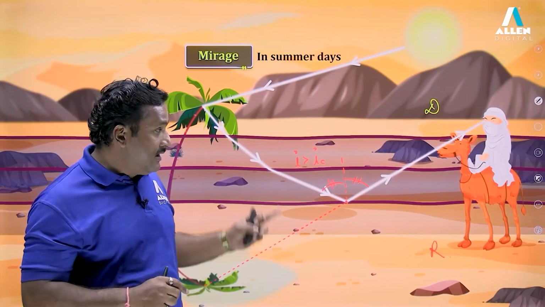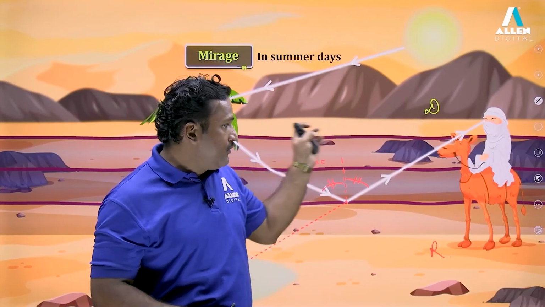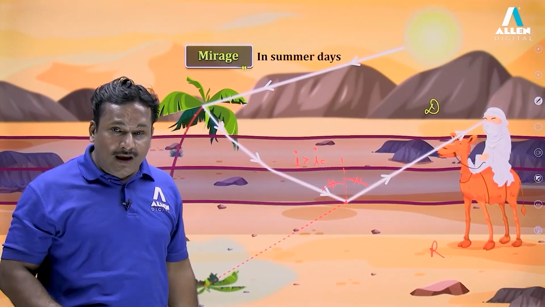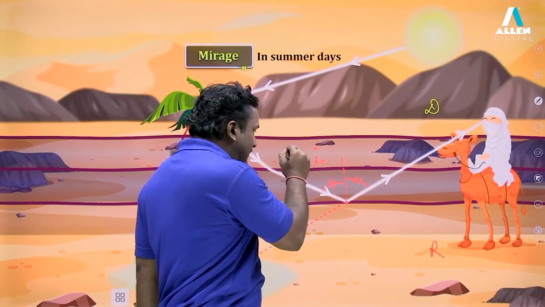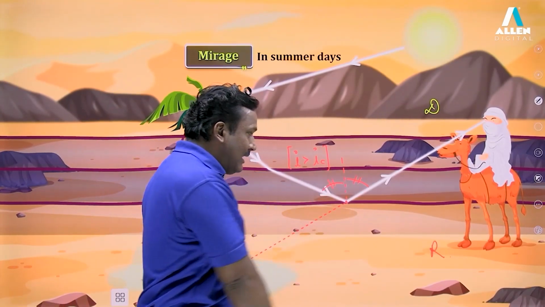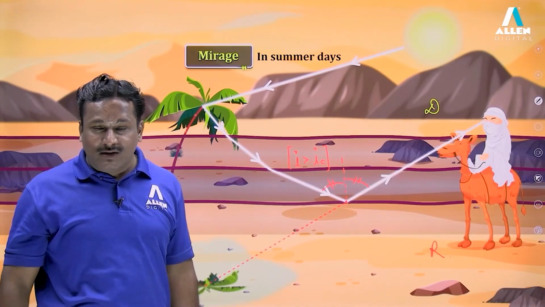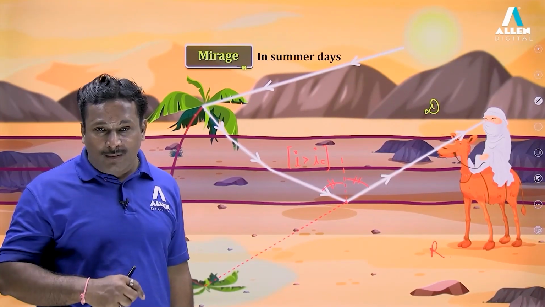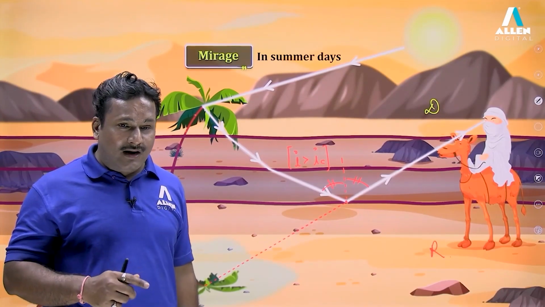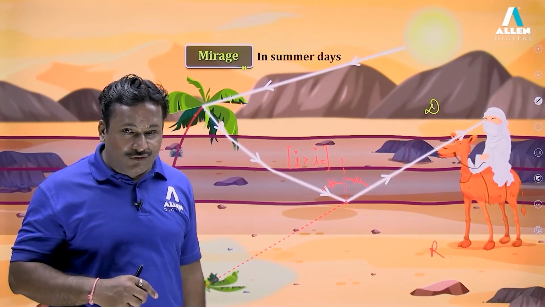So in this case, what was taking place? When the ray of light was going from a denser to a rarer medium, and the angle of incidence was greater than the critical angle, the ray bounced back into the same denser medium from where it was coming. The phenomenon is termed as what? Total internal reflection, based upon which mirage formation occurs.